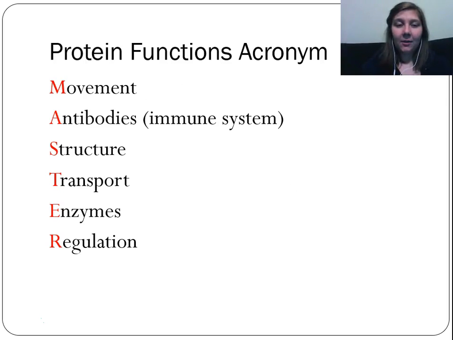Here's a handy little acronym if you like to use these to remember the functions of protein. The acronym is MASTER. M stands for movement. A for antibodies, which is the immune system, it's your body fighting off infection. Structure, because they make up parts of the body, or the cell, same thing. Transport, like I mentioned, they move things throughout the cell, into and out of the cell. Enzymes, and regulation.